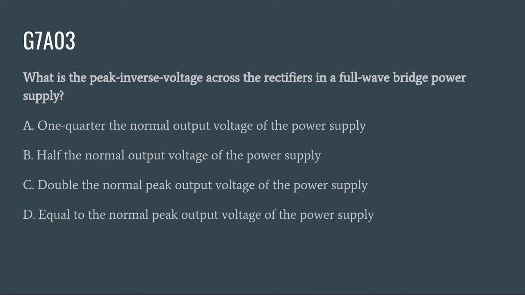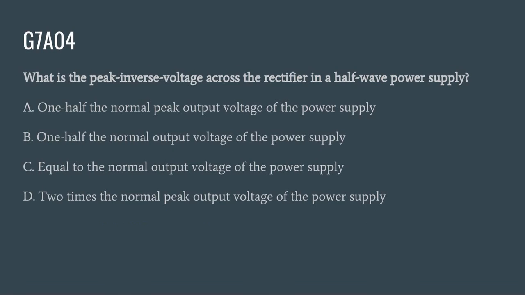G7A03. What is the peak inverse voltage across the rectifiers in a full wave bridge power supply? A. 1/4 the normal output voltage of the power supply. B. Half the normal output voltage of the power supply. C. Double the normal peak output voltage of the power supply. Or D. Equal to the normal peak output voltage of the power supply. Correct answer D. Equal to the normal peak output voltage of the power supply.